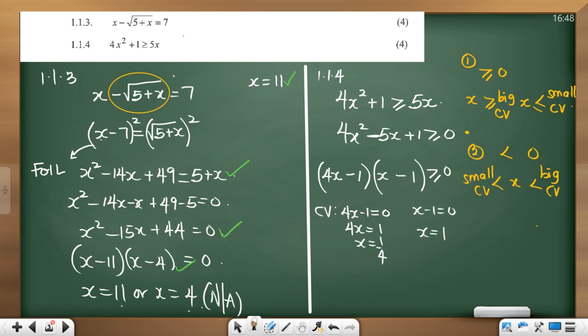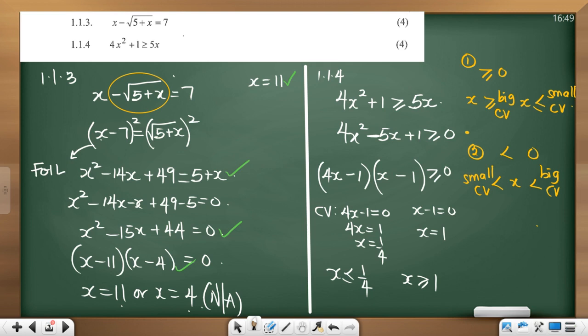X equals to 1. I want you to see something that I told you just now when I summarized on the right-hand side. I said, since it is greater than 0, my answer will be bigger than the big critical value and smaller than the small critical value. I can jump straight to my answer, and this is what my answer is. All right, x is greater than or equal to 1, that's the big critical value, and x is less than or equal to 1 over 4. That's the small critical value.